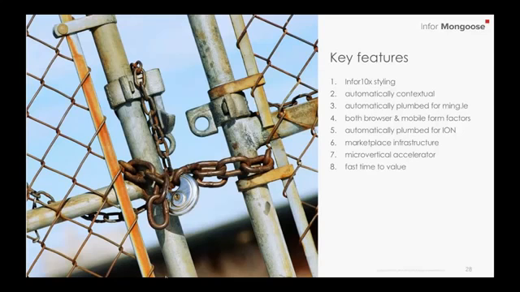It's automatically contextual, which we talked about. It's automatically plumbed for Ming.le. You have both browser and mobile form factors. One of the nice things about Mongoose is there's no compiled code. So if you build a form, it's automatically ready to be rendered out on the web if need be. You don't have to do any special compiling. You don't have to do any changes to make it work from web to full desktop. It's just there ready to render for you. And we're automatically plumbed for ION.